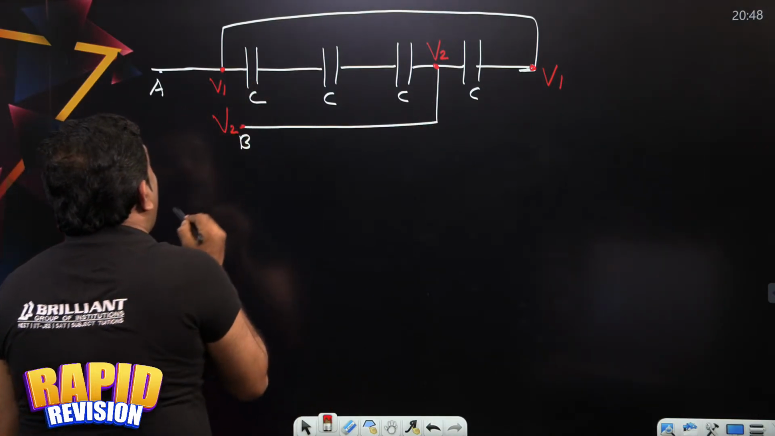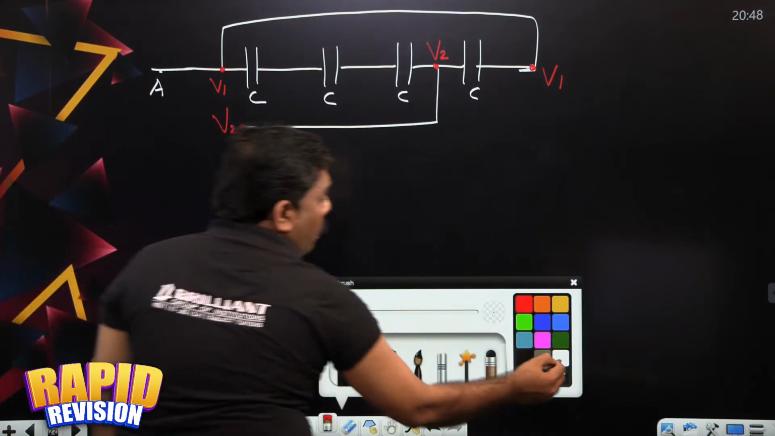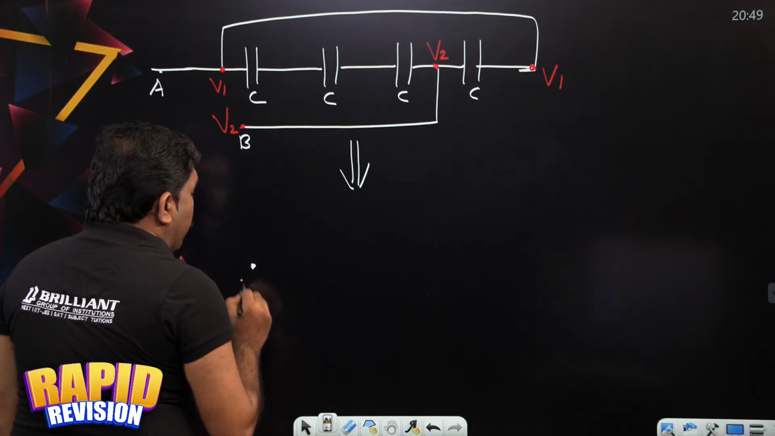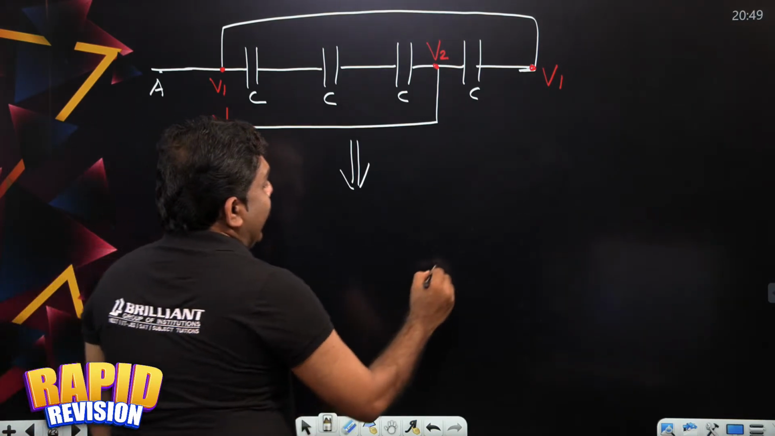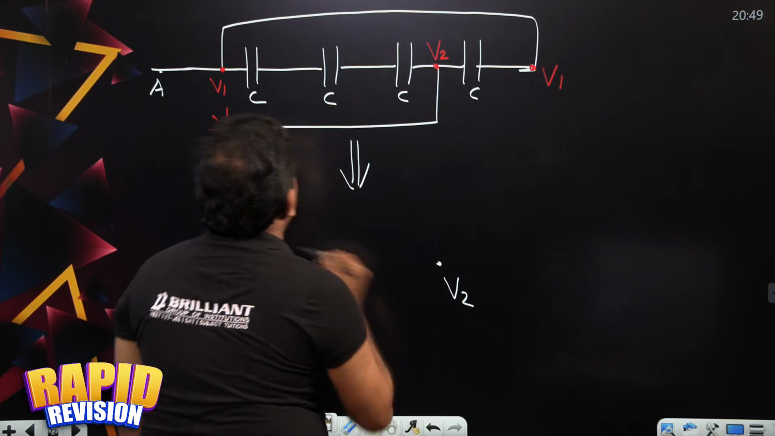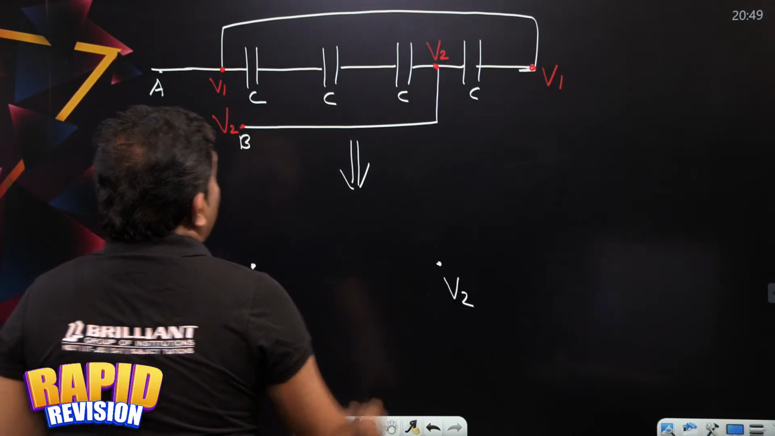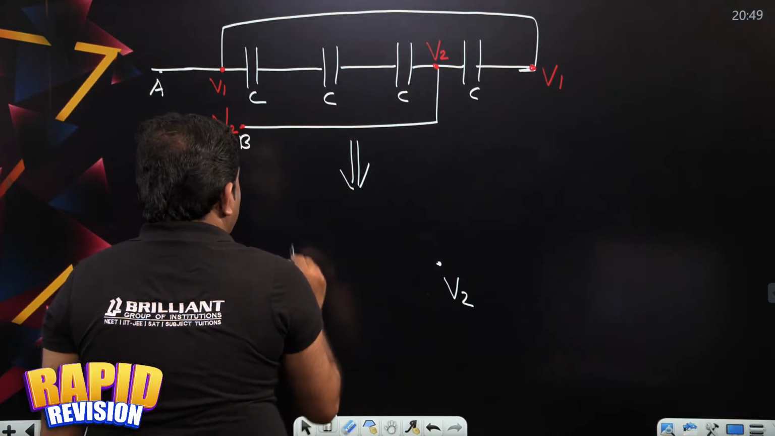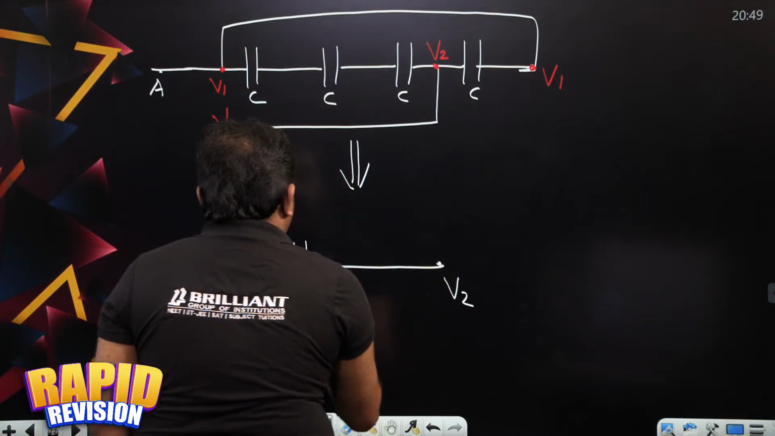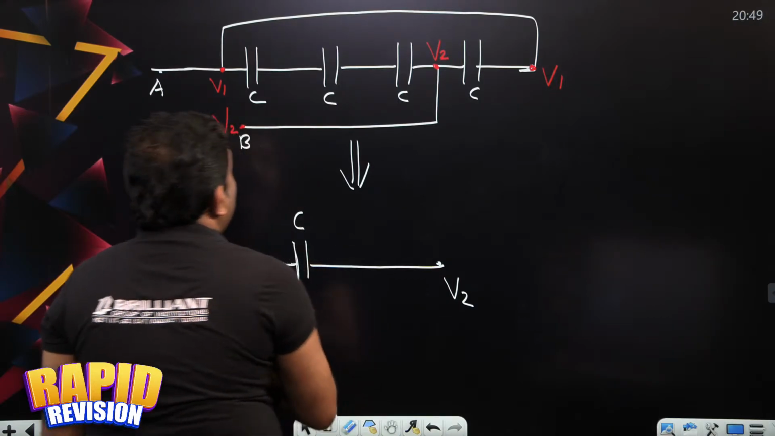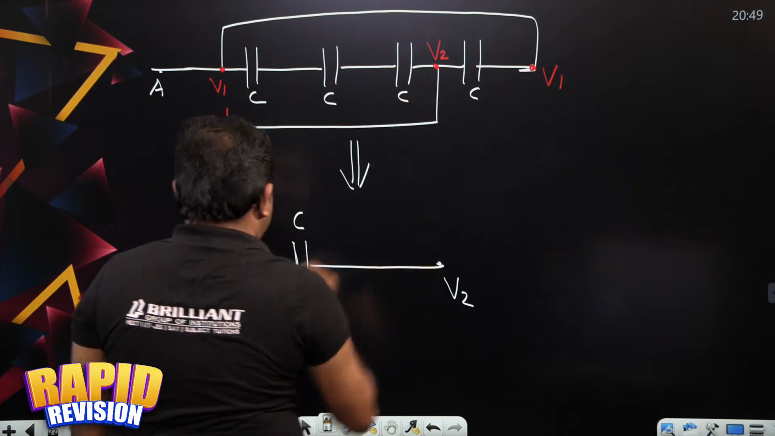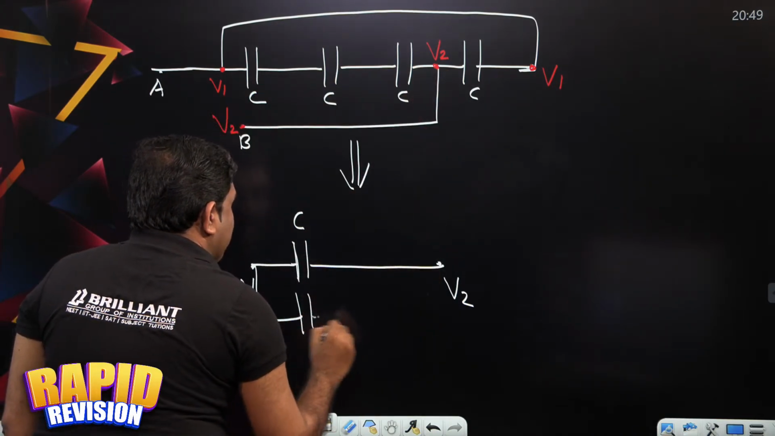So my starting point is V1. I am redrawing now. The starting point potential is V1, the ending point potential is V2. So first, between V1 and V2 there is one capacitor. I'm marking one capacitor between V1 and V2, that is C. Look, between V1 and V2 there are 3 more capacitors. So I'm connecting like this.